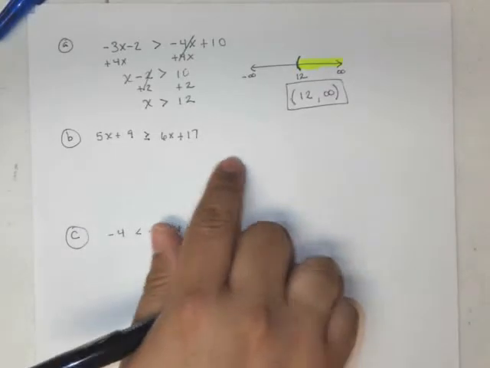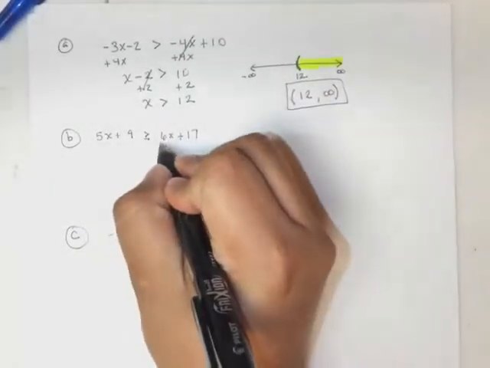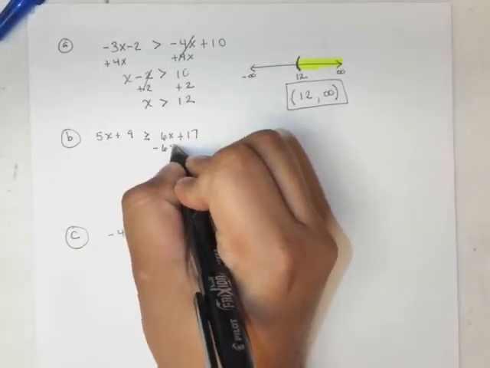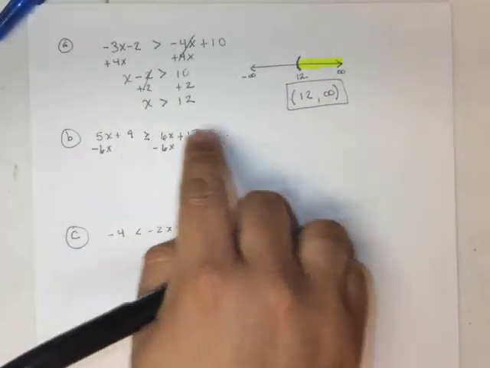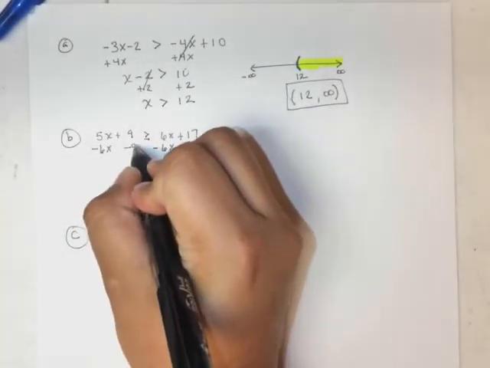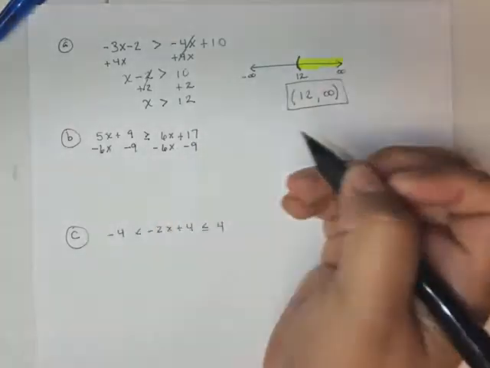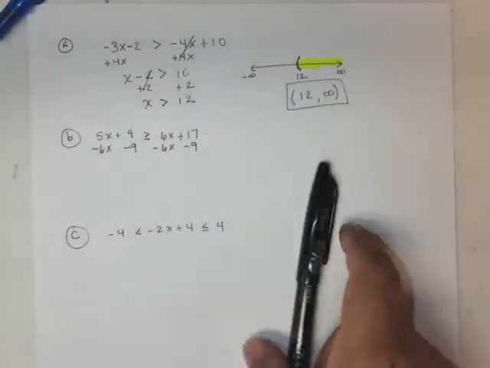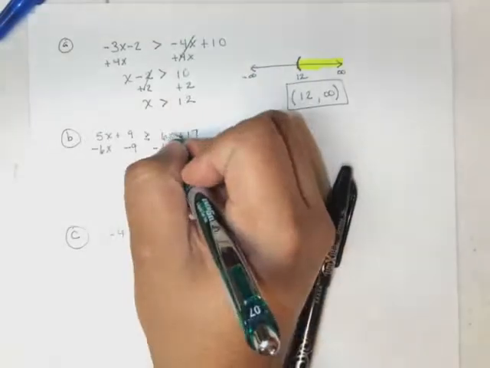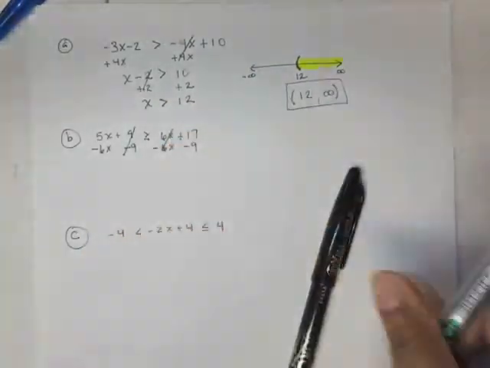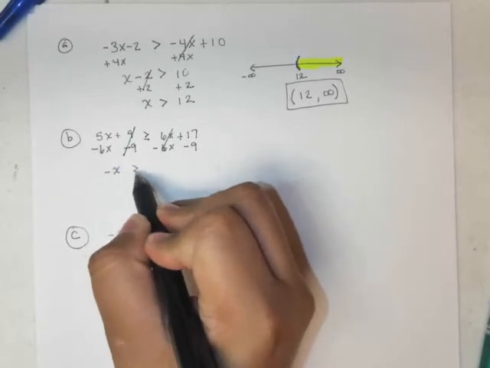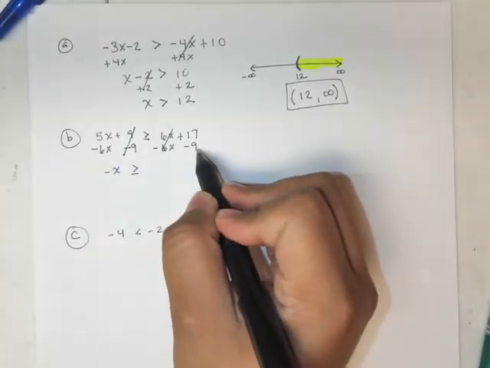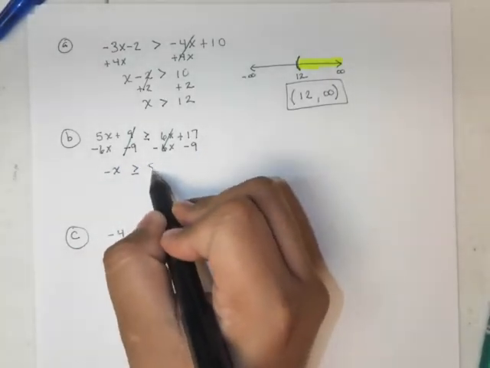So let's take a look at this one, and I'll try to do it all in one step. We've got negative 6x here, a negative 6x here, and I'm going to move the 9 to the other side, so that's what I mean by doing it all in one step. Okay, and let's see what cancels here. Well, the 6x cancels there, the 9 cancels there. This leaves me with a negative x greater than or equal to 17 minus 9 is, you guessed it, 8.